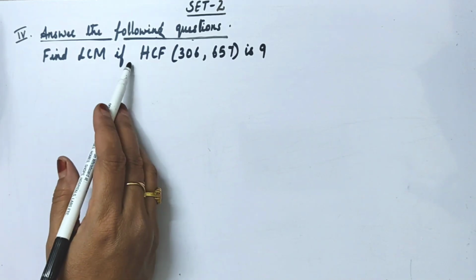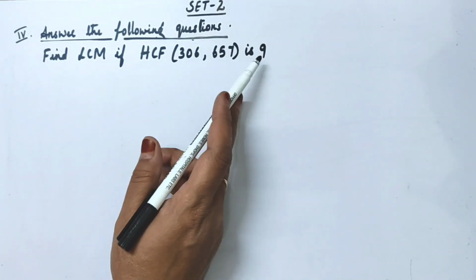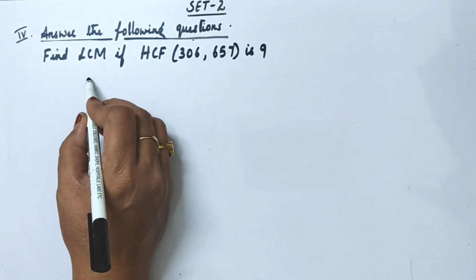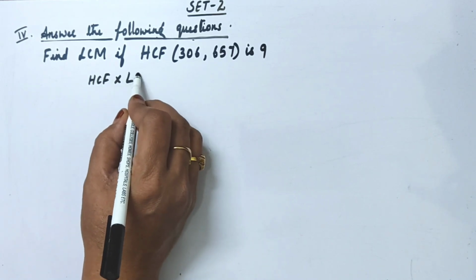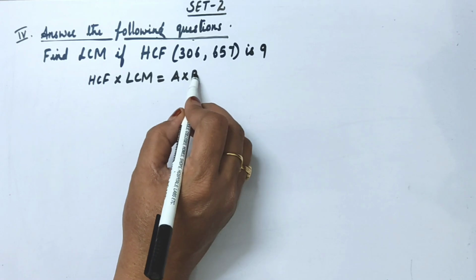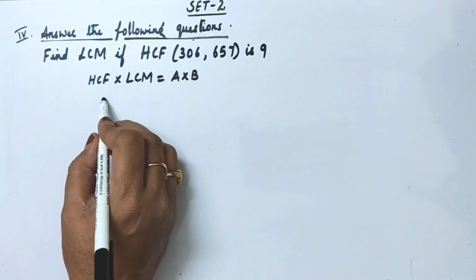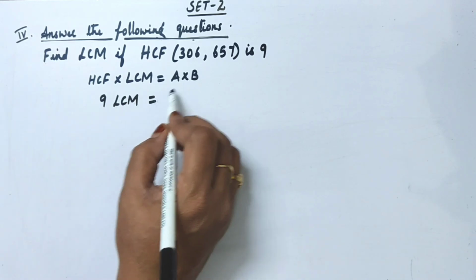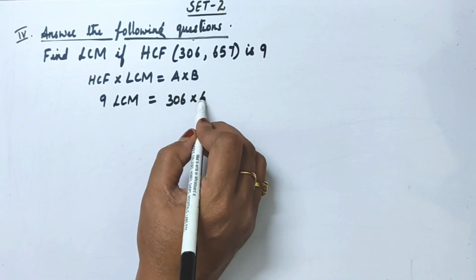Find the LCM if the HCF of these two numbers is 9. So we know the formula: HCF into LCM equals A into B. You can write small a into b also. HCF, we know, is 9. So 9 into LCM equals, the numbers are 306 into 657.